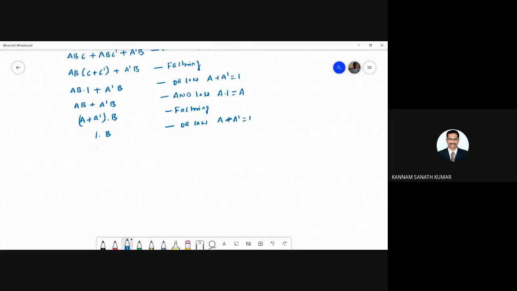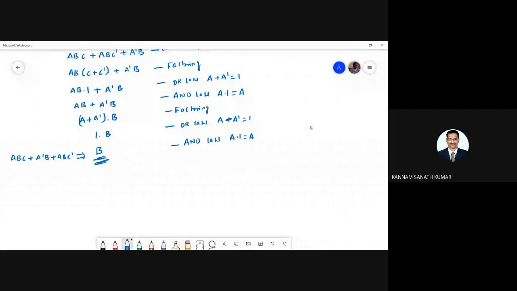So next, 1 into B equals how much? B. So 1 into B equals B. So this is the AND law, that means A into 1 equals A. So this is the given expression: A B C plus A dash B plus A B C dash. After minimizing, you are getting B. So this is how you have to minimize the given expression.